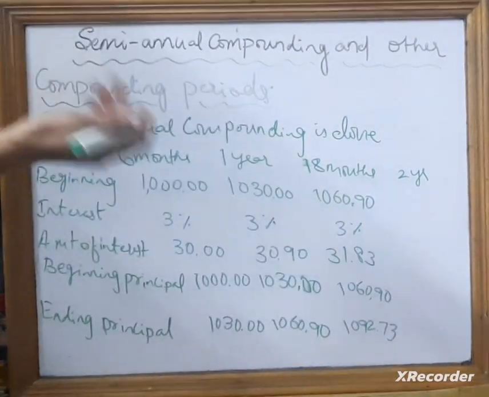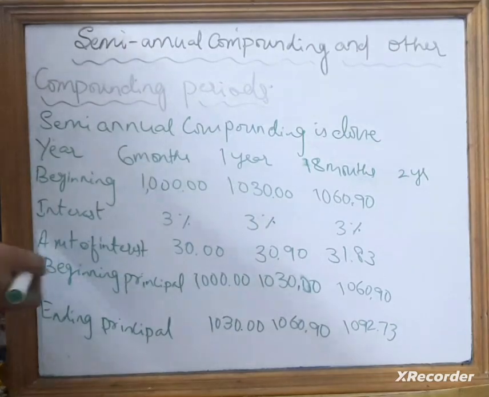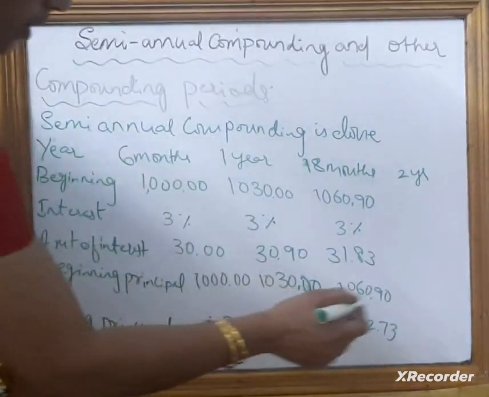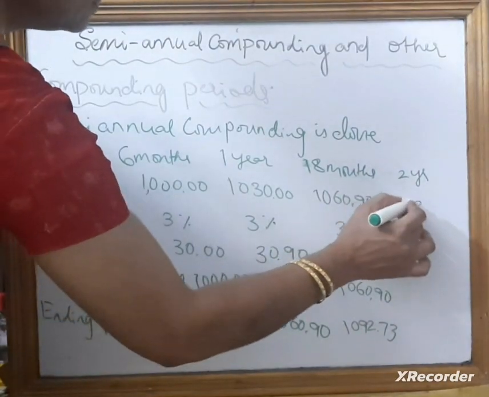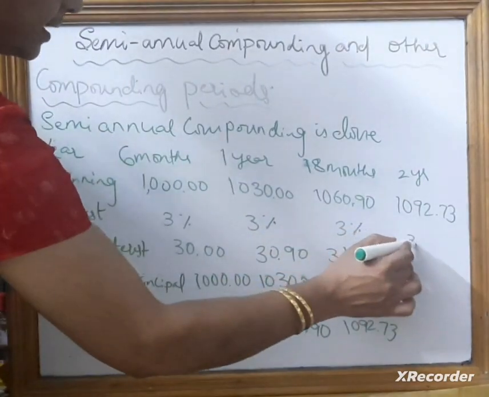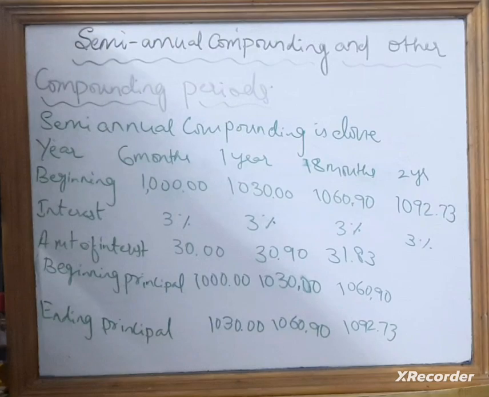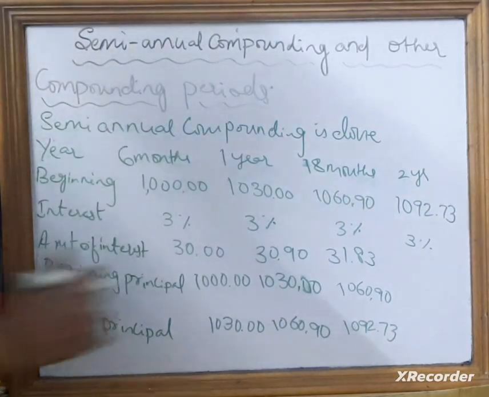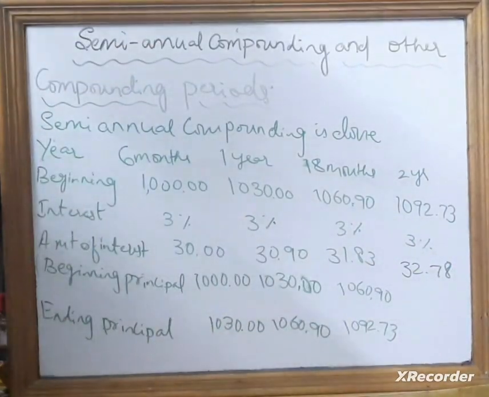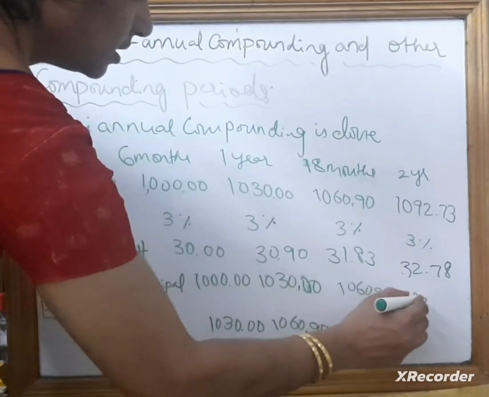And in the beginning of the 18th month, the beginning amount was 1092.73. Interest is the same. Calculate interest of 3% on 1092.73. It comes to 32.78.